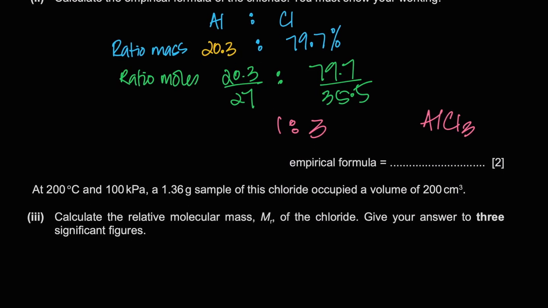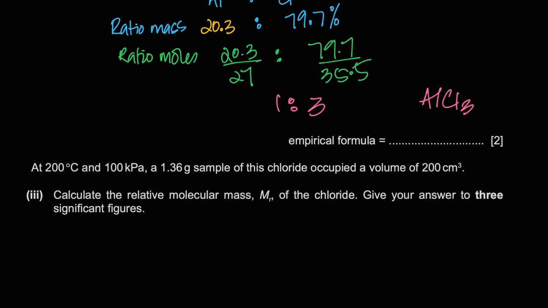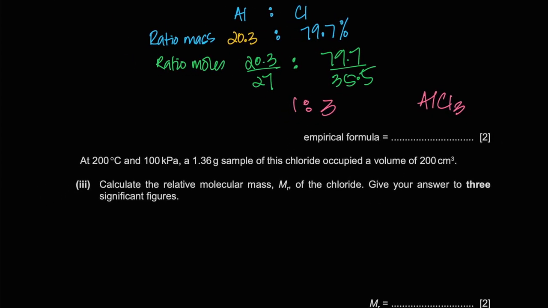Then, the gas law part is the third part. Having done AlCl3, it says here to find the relative MR of this chloride. They've given the temperature, which you have to convert to Kelvin. The pressure you have to convert to pascals. The mass is given, so we can find MR. And the volume is 200, which we then have to convert to meters cubed. So what you do is you plug it into PV equals nRT. Pressure is 100 kilopascals.